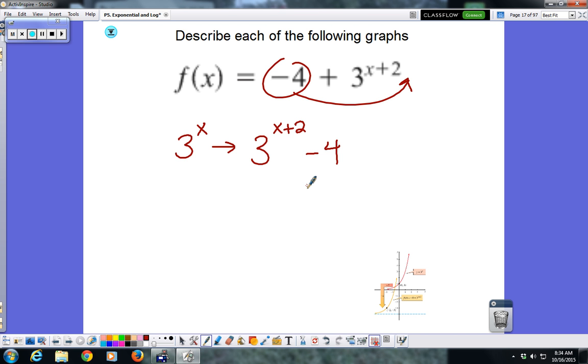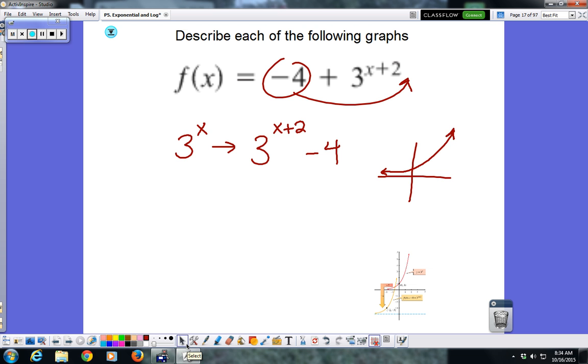Help me with them, Skylar. The plus 2 up here with the x will take your graph and do what with it? Moves it left 2 units. So you have your 3 to the x, which hopefully after those first few problems we know looks something like that, and it approaches 0 on the left. So there's your 3 to the x. We're going to take that graph and move it left 2 units, and Henshaw, the minus 4 on the end does what to it?